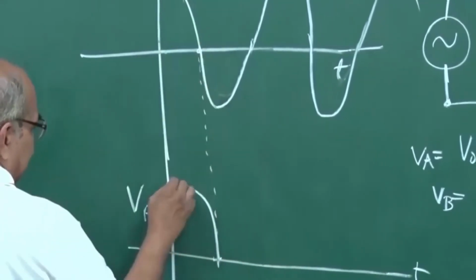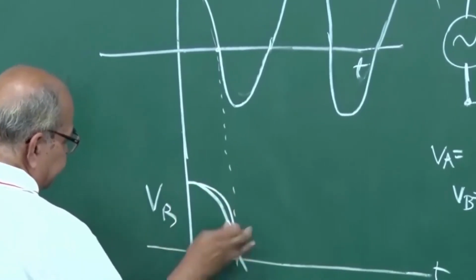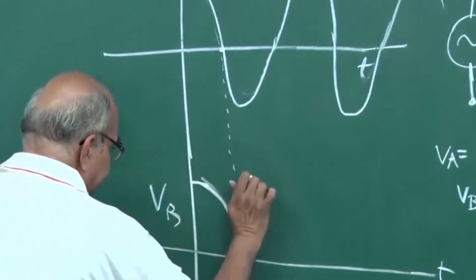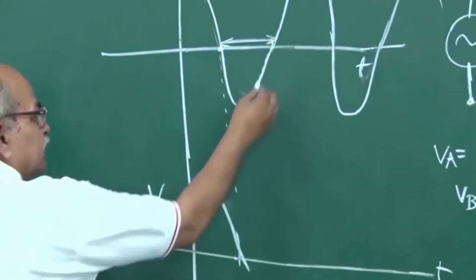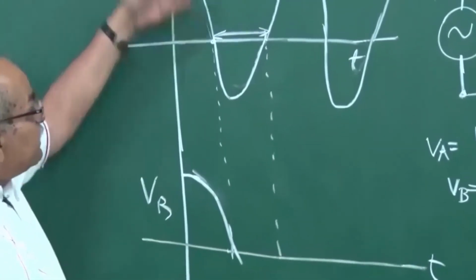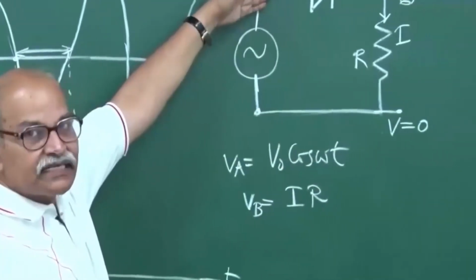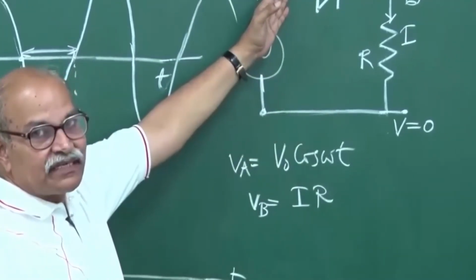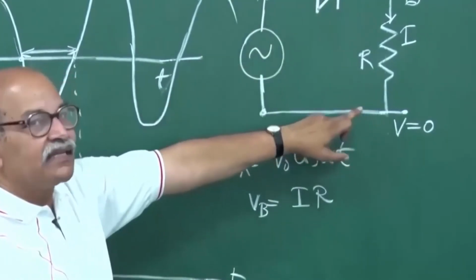The same story, I should copy paste here, but I cannot do that. So just like that. After that, during this period, what happens? VA is negative. So this is at 0, but this is at negative. That means this is the higher potential side and this is the lower potential side. So P is connected to the lower potential side and N is connected to the higher potential side.